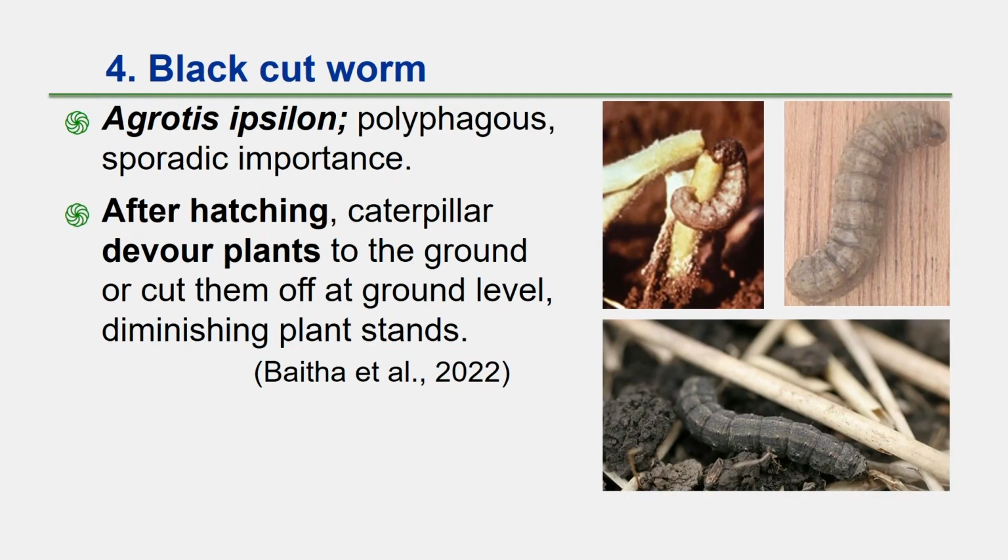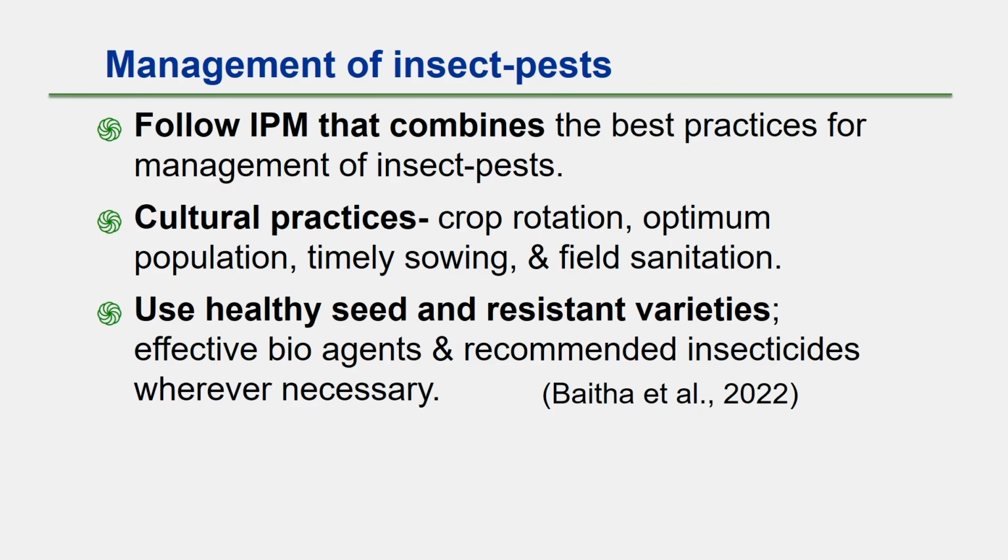Fourth one is black cutworm, Agrotis epsilon, polyphagous, sporadic importance, means it does not come regularly. After hatching, caterpillars devour plants to the ground or cut them off at ground level, diminishing plant stand. So, it also causes losses to the crop. So, management of insect pests in case of sugar beet crop: follow IPM that combines the best practices for management of insect pests.